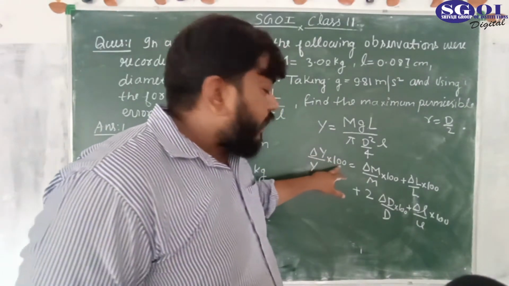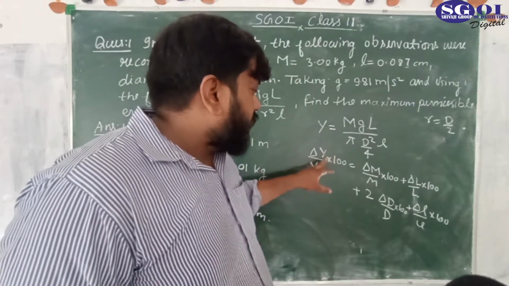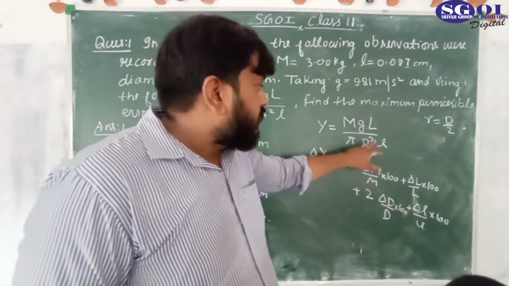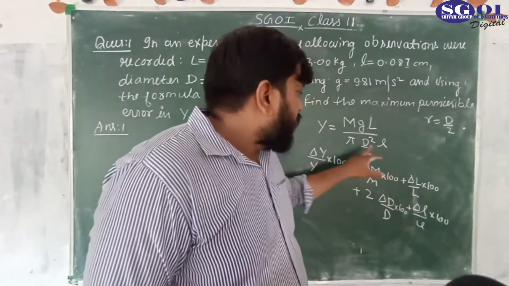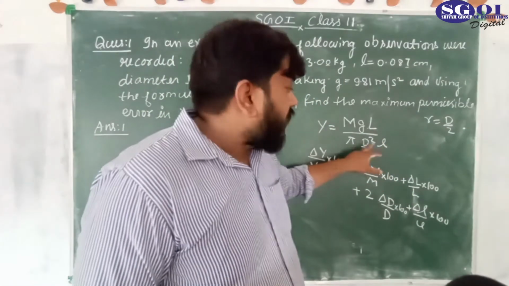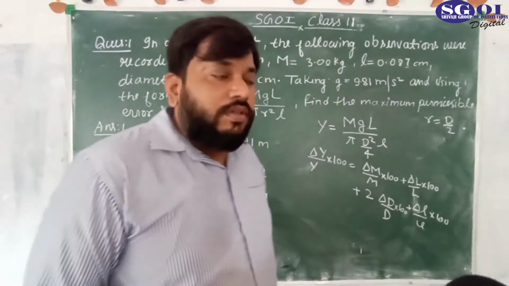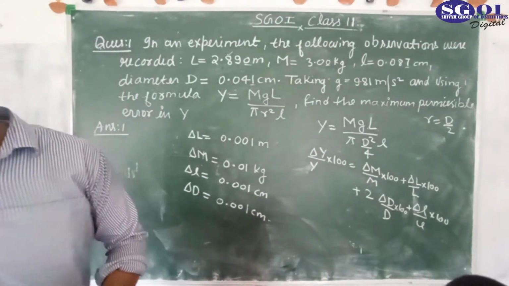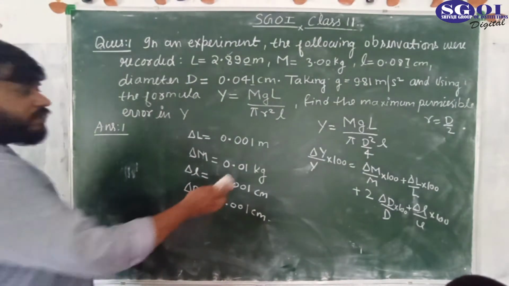Delta y upon y into 100 means the percentage error in y equals the percentage error in mass, plus the percentage error in length, plus the percentage error in diameter, plus the percentage error in L. Just put in the values and solve this, and we will get the final answer. So we are going to put all these values.